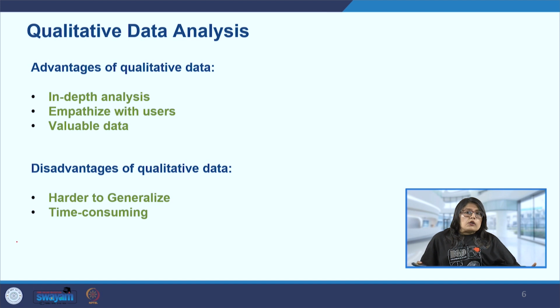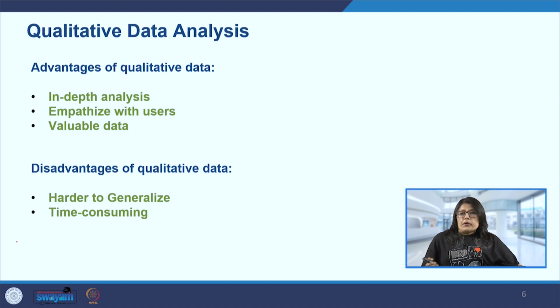So it gives a lot of this deeper thought process of the user to the design team as well. So it becomes very valuable for the entire team. But some of the disadvantages are that they are harder to generalize, because out of say 10 people, 5 people may have a certain opinion, and then the opinion may be similar in varying degree. So not all of those 5 people who have similar opinion will have the same opinion.